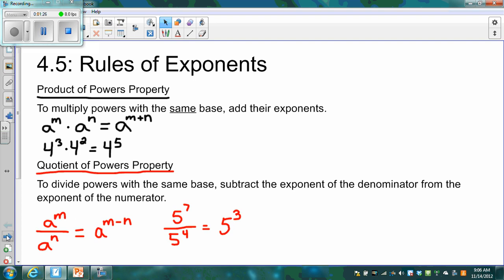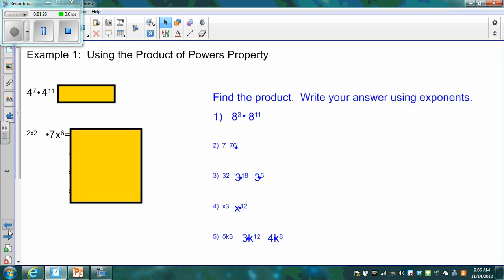We're going to go through more specific examples. Let's continue with the product of powers property. In this case, we have 4 to the 7th times 4 to the 11th. Since it's multiplication, we add the exponents. So you'd get 4 to the 7 plus 11, which is equal to 4 to the 18th.